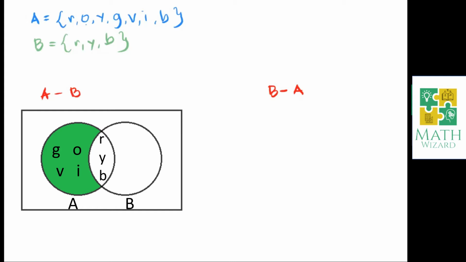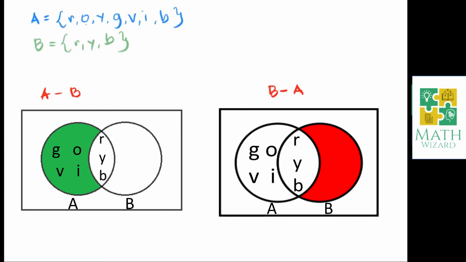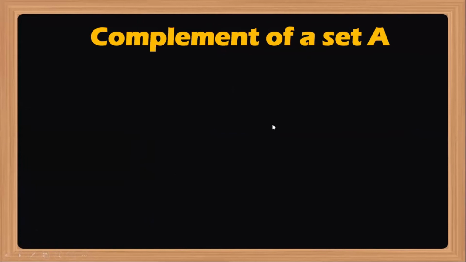I-drawing naman natin ang B minus A. Same process pa din. Create a Venn diagram. That is why, for B minus A, ang ating final answer ay empty set. Kasi nga, wala namang natira. For letter B naman, ang natira ay, we have letter O, we have letter I, letter G, letter O, letter V.